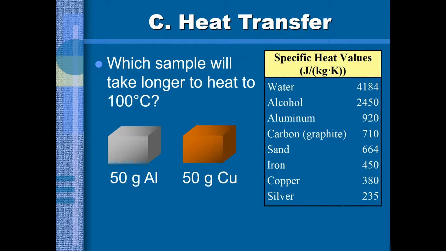So which sample will take longer to heat to 100 degrees Celsius? 50 grams of aluminum or 50 grams of copper? So which would take longer? Aluminum. So you have to add 920 joules of energy to heat up 1 kilogram of it, whereas copper only requires 380 joules of energy. K stands for Kelvin. And again, if we're referring to a change in temperature, you can use Kelvin or Celsius.